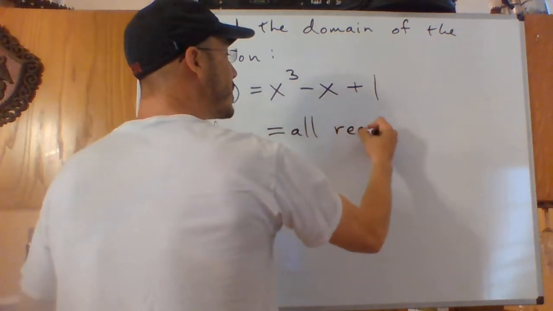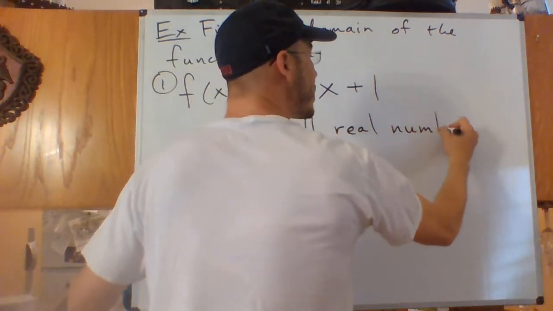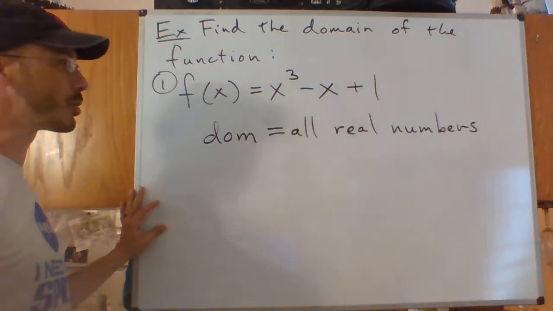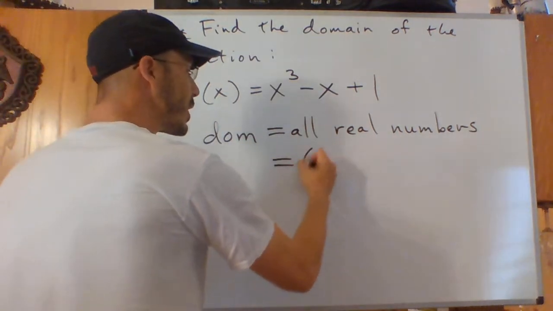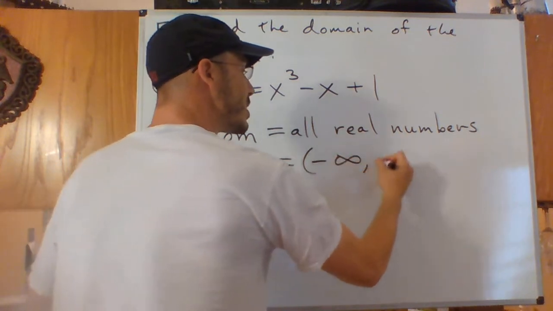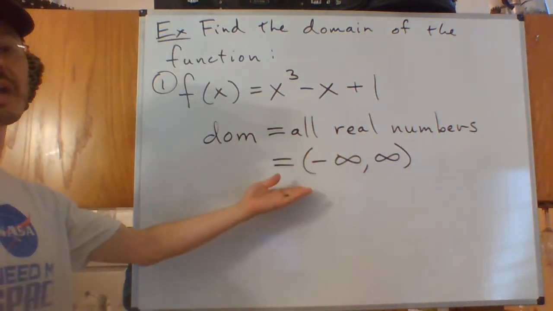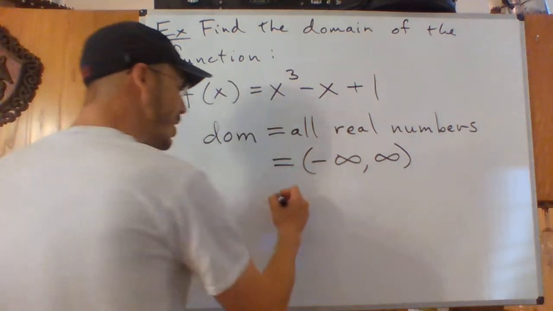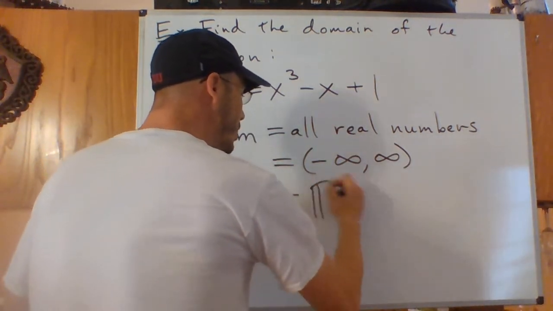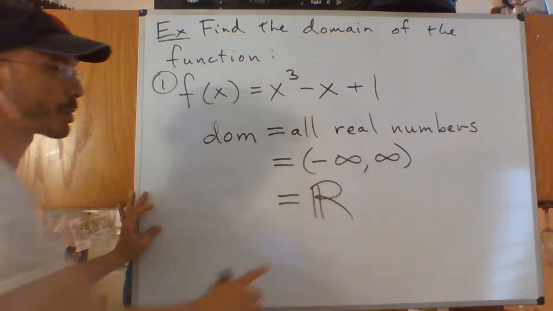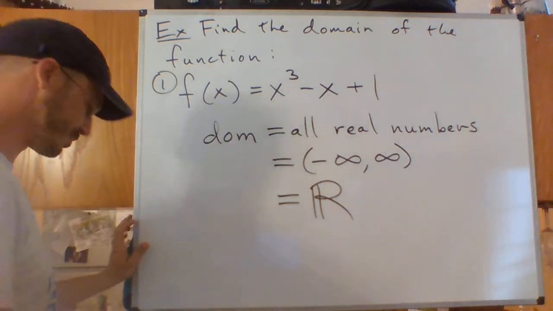All real numbers. You can write it like that if you're not into the whole brevity thing. A quicker way to do it is to say the interval from negative infinity to positive infinity. That's the whole real number line in interval notation. And even quicker, you can use the double-struck capital R that represents all real numbers.